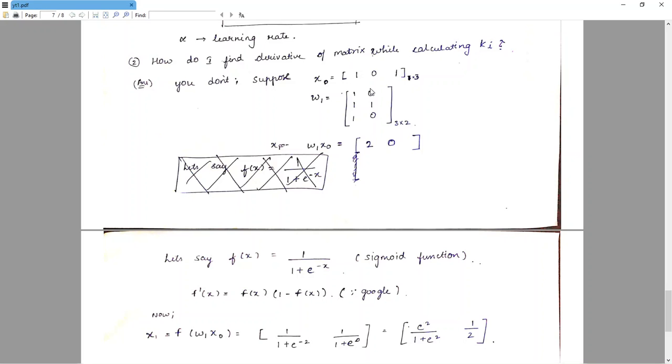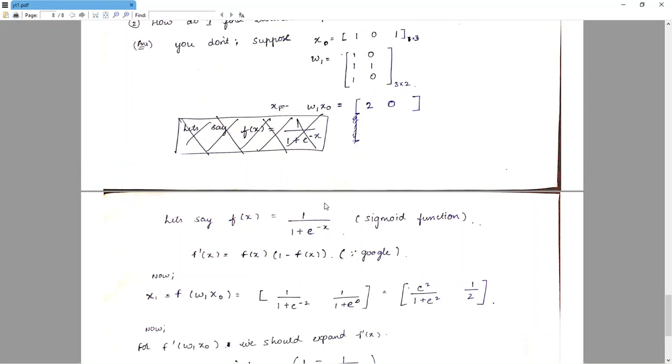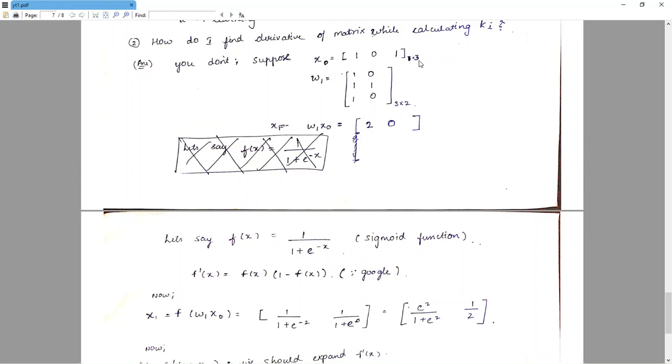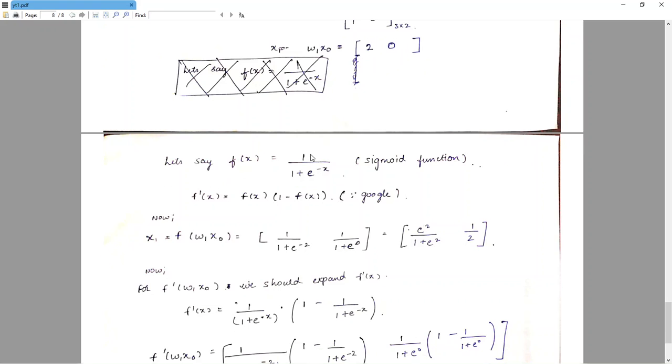Let's say we have a practical example. Let's say our x0 is 101 and w1 is 111010, and now we need to find the output of this. This output would be a 1 cross 2 matrix, and w1 x0 is 2 comma 0. Let's say f of x equals a sigmoid function, or any other function for that matter. If it's tan h, you calculate accordingly. I'm calculating for the sigmoid function because it's the most common function for tutorials, I guess.